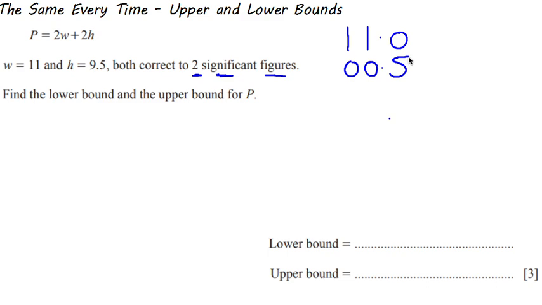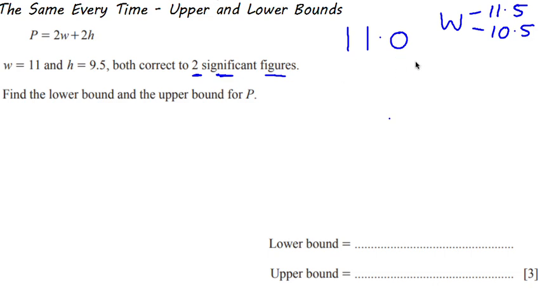So to get the upper bound for W, I have to add. So that's going to give me 11.5. So my upper bound for W is going to be 11.5. Let me write it down here. And the lower bound for W would be 11 minus 0.5, which is going to give me 10.5. So the lower bound for W is 10.5.